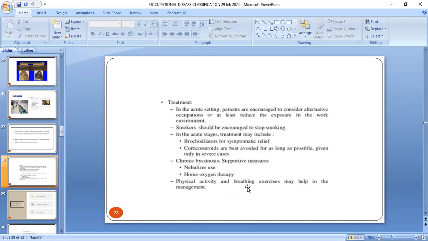In the acute stages, treatment may include bronchodilators for symptomatic relief. Corticosteroids are best avoided for as long as possible, given only in severe cases. In chronic byssinosis, treatment includes supportive measures. Nebulizers, home oxygen therapy, physical activity, and breathing exercises may help in the management.